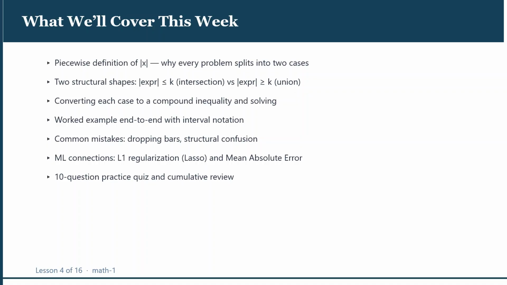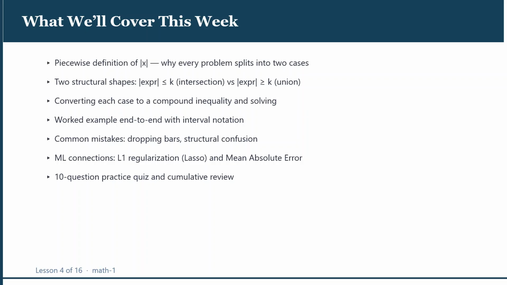Absolute value measures distance from zero. An absolute value inequality bounds how far a quantity can be from zero. The two cases, less than or equal to and greater than or equal to, produce structurally different solutions, and a lot of this week is just memorizing which shape each case produces.